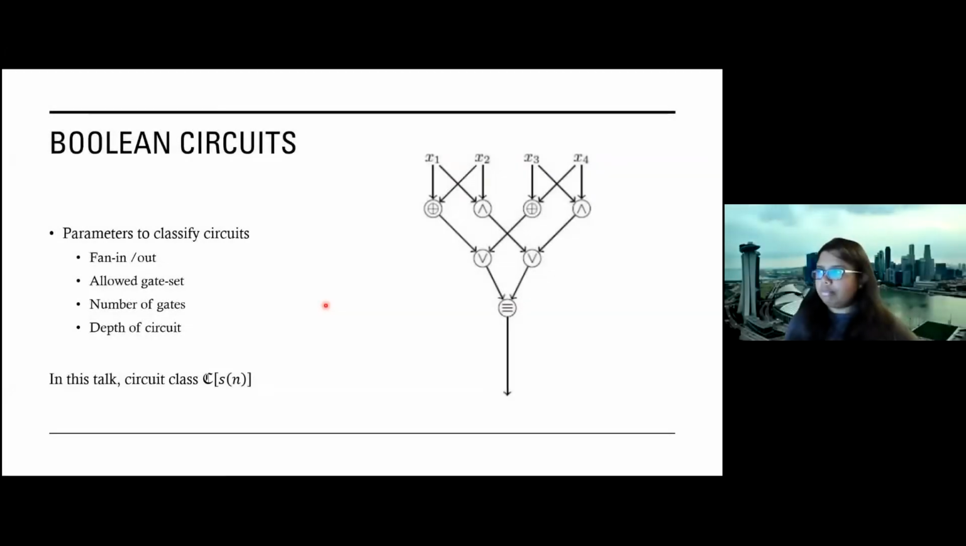Yeah, so we just started talking about Boolean circuits. And in this talk, we will talk about generic classes, which will be denoted by script C, and S of n will just denote the number of gates that can be allowed. Usually, this will be polynomially sized in the number of inputs n.